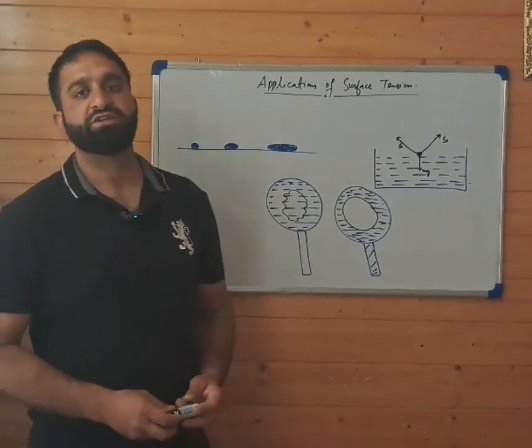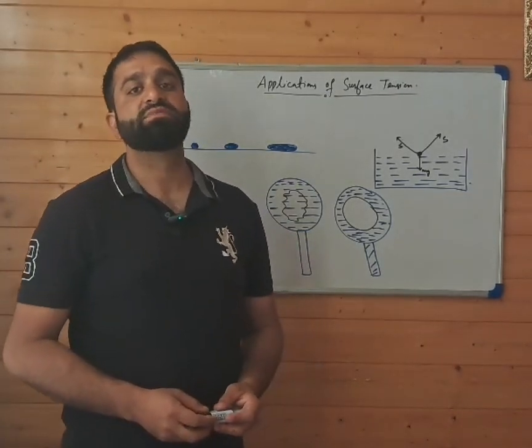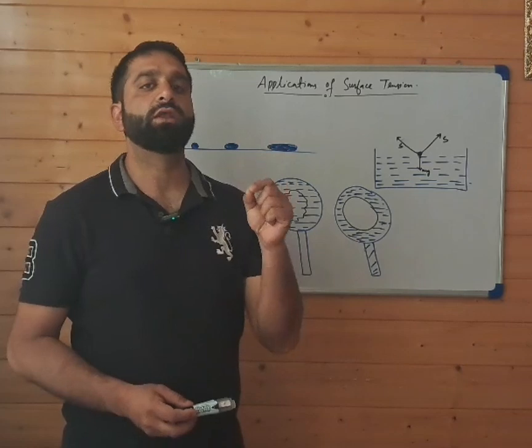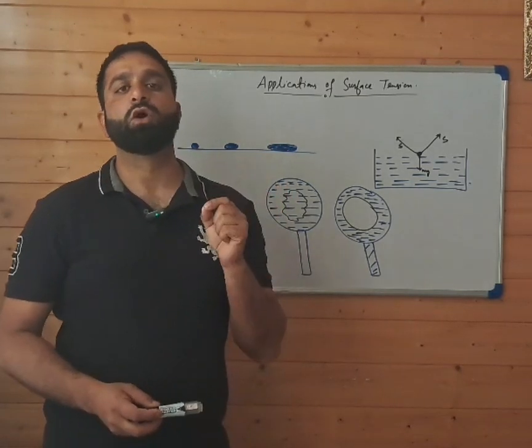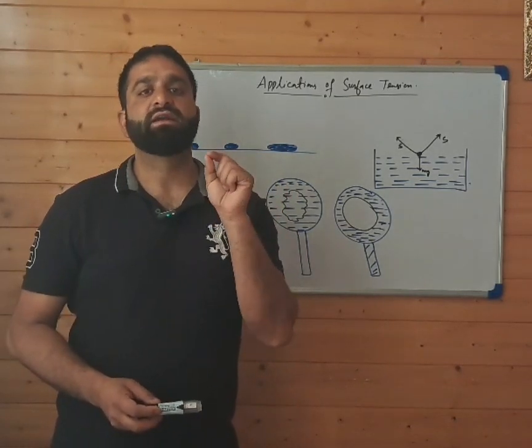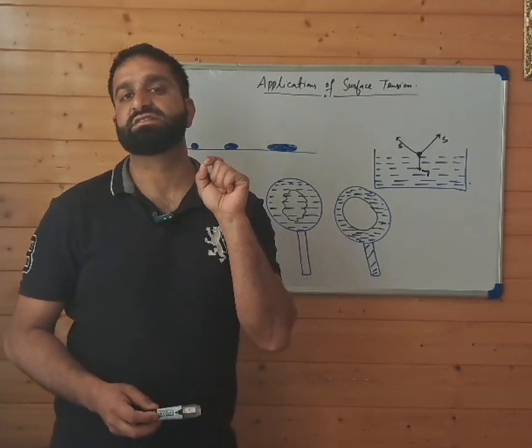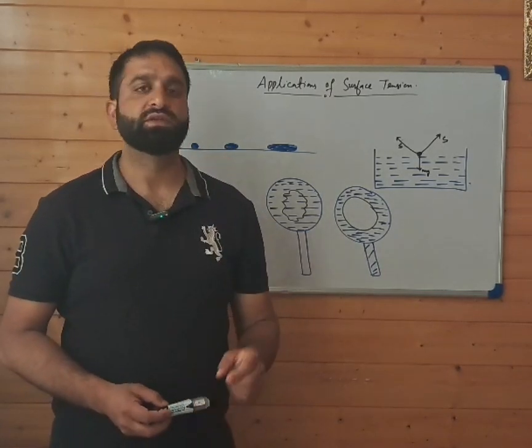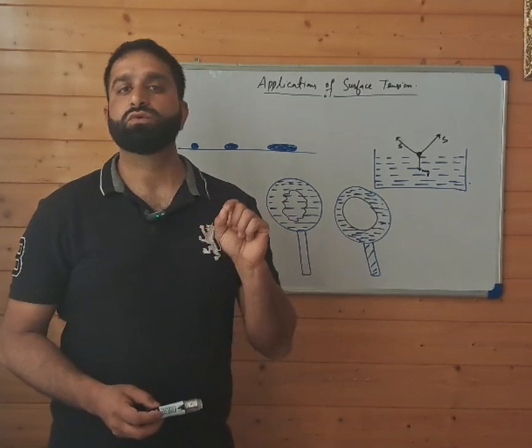Let us discuss the applications of surface tension. The raindrops are spherical in shape while falling because for a given volume, the sphere has the minimum surface area. So the raindrops are spherical due to the surface tension.